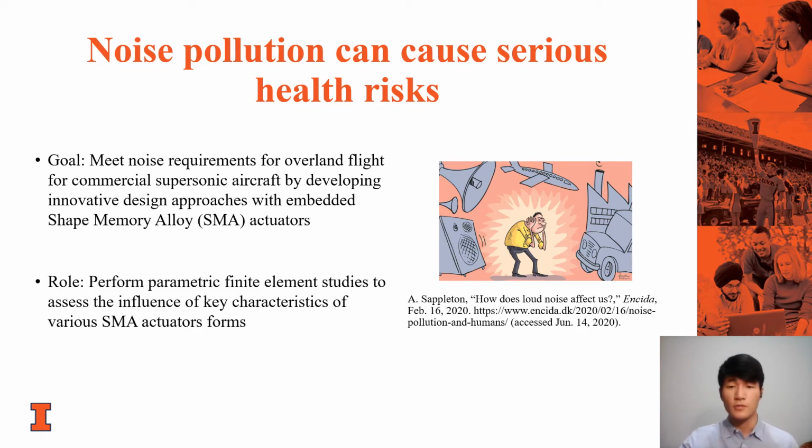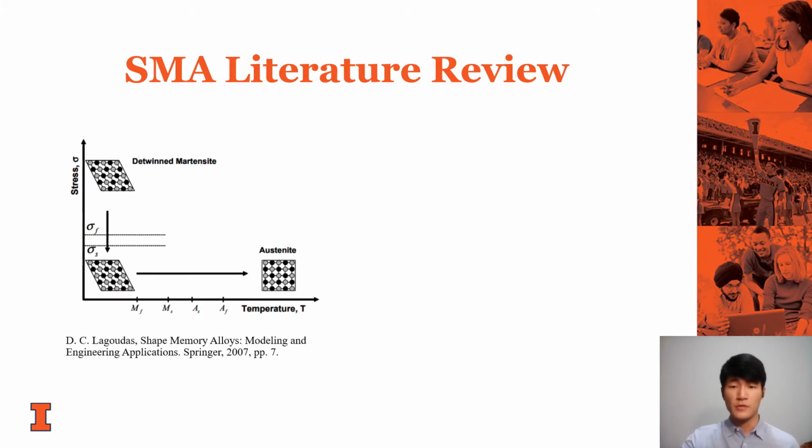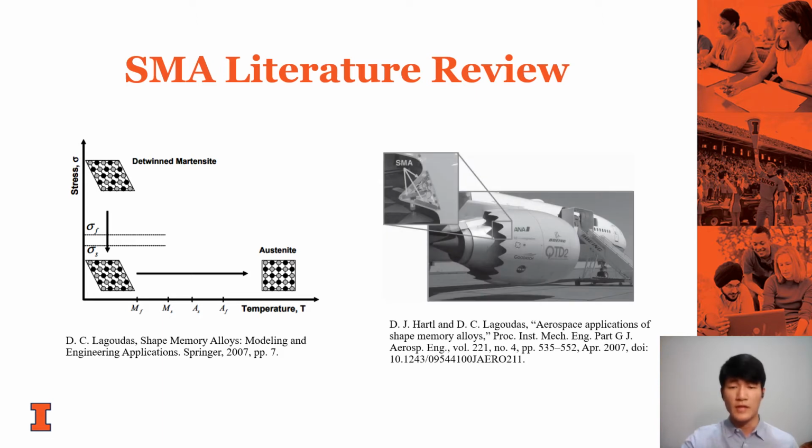My role in the project is to perform parametric finite element studies to assess the influence of key characteristics of various SMA actuator forms. Here is a quick review for people that are not familiar with shape memory alloys. Shape memory alloy is a type of material that can recover its original shape when heated after being mechanically deformed. The unique property of SMA is attributed to the phase transformation between the low temperature martensite phase and high temperature austenite phase. This property, along with its high energy density, makes SMA a very useful actuator element in industry. The image on the right shows the use of an SMA ribbon actuator in an aircraft's chevron for noise reduction.